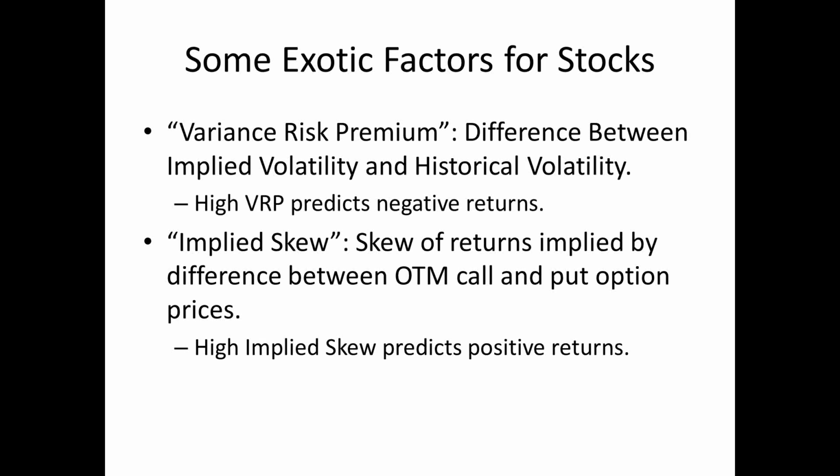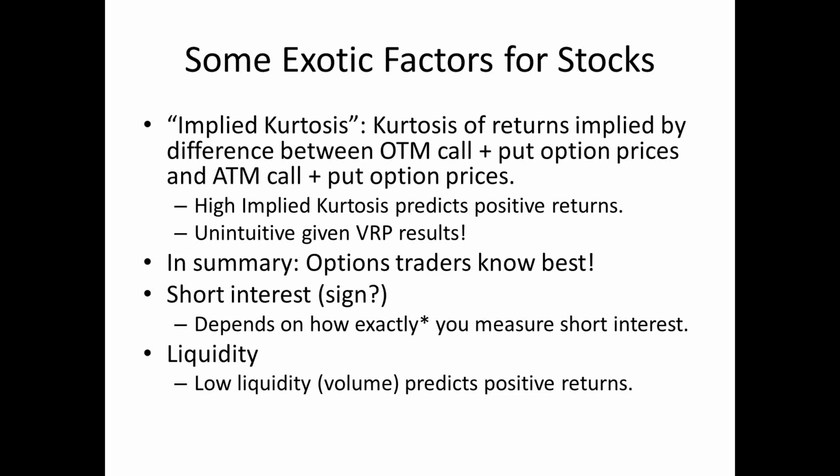Now, interestingly, if you take a look at what is called implied kurtosis, now implied kurtosis is the difference between the sum of out of the money call and put option price and at the money call and put option price. Interestingly, high implied kurtosis predicts positive return. We would have thought that they would produce negative return because that seems to be similar to variance risk premium. Now we are measuring implied kurtosis instead of implied vol.